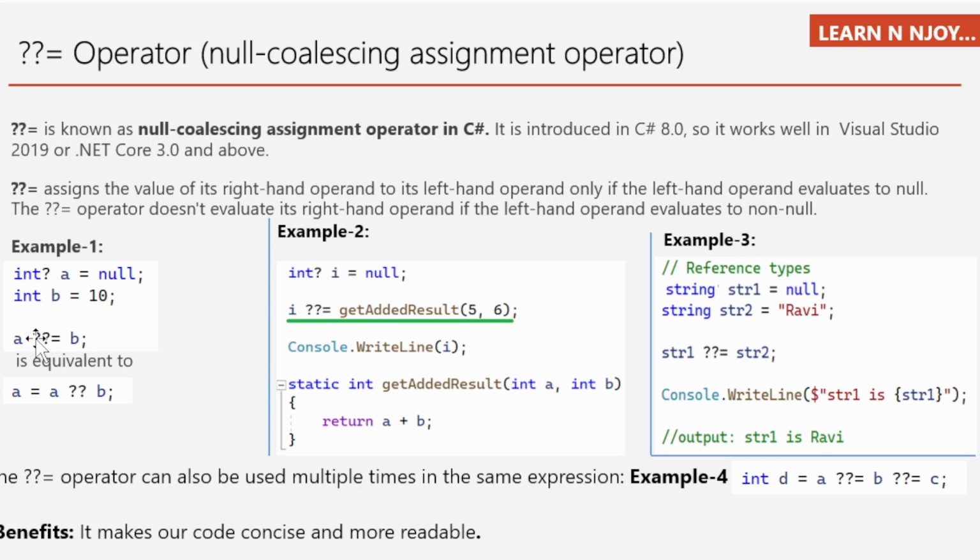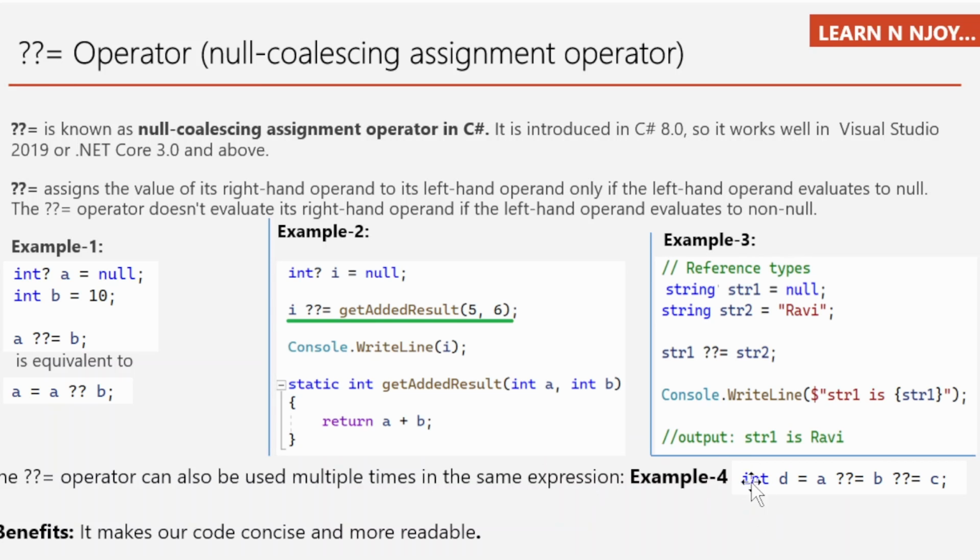So this null-coalescing assignment operator will verify whether a has a null value or not. If it is null, then it is going to assign the b value to the a variable, right? If it is not null, then it just keeps the a value. And it is also equivalent to a is equal to a double question mark b, right? So this is a more concise way of writing with the help of the null-coalescing assignment operator, right? This operator can also be used multiple times in the same expression.